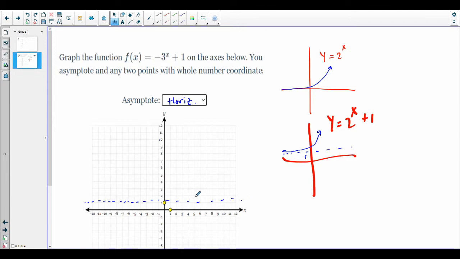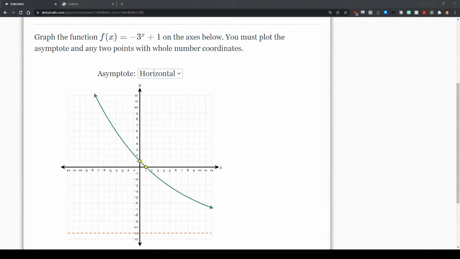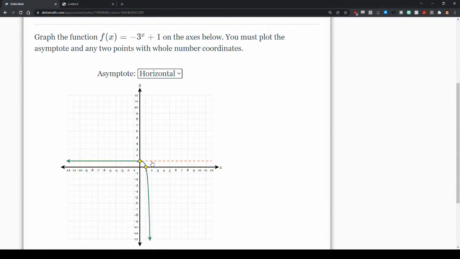We're going to have a horizontal asymptote at 1. So let's hop back over to Delta Math. And we're going to drag this asymptote up to 1. Don't worry about what the graph looks like right now. Now we're going to plot the graph.